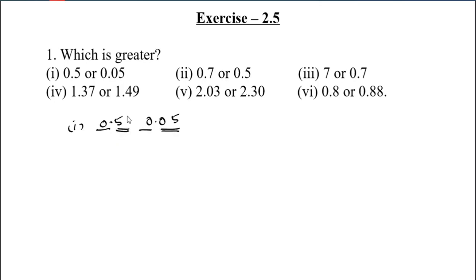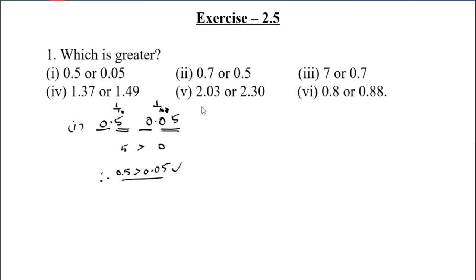In the decimal part, first you compare the digits in the tenths place. What is the digit in the tenths place? Here 5, here 0. Is 5 greater than 0 or less than 0? 5 is greater than 0. Therefore 0.5 is greater than 0.05.